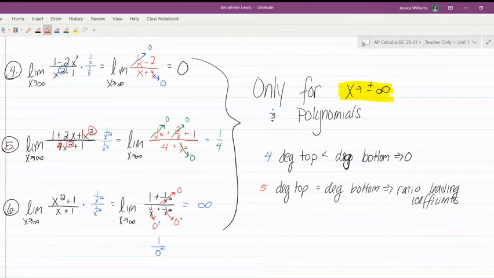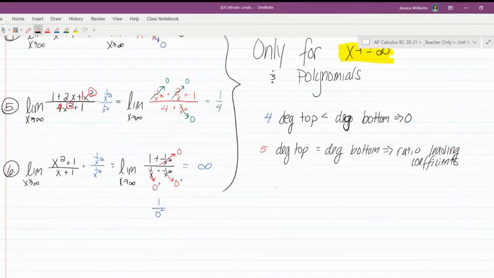And then the last case is if your degree on top is greater than your degree on bottom. In that situation, you will go to an infinity every time. You might have to do a little bit of work to figure out what kind of infinity it is, but it's usually not a full question that you have to work. So over here, degree here is 2, degree here is 1, 2 is bigger than 1, so we went to infinity.